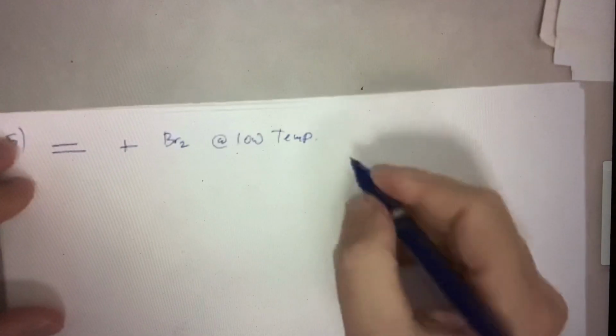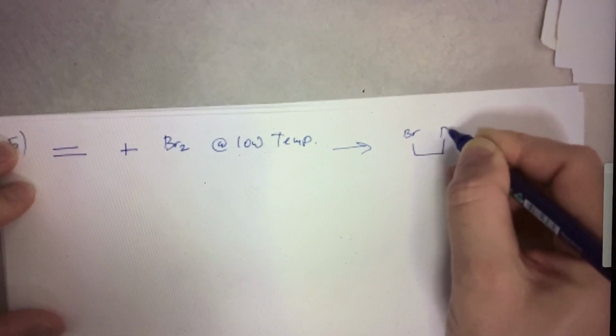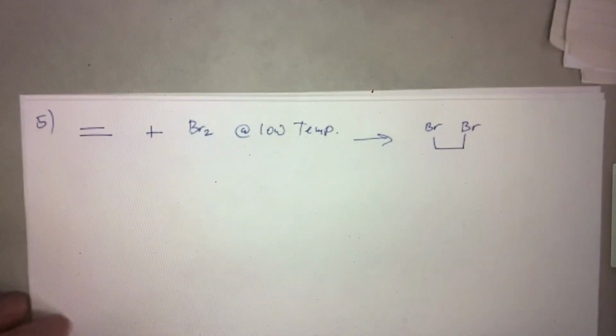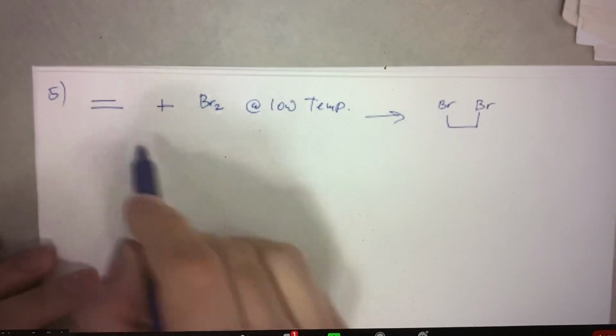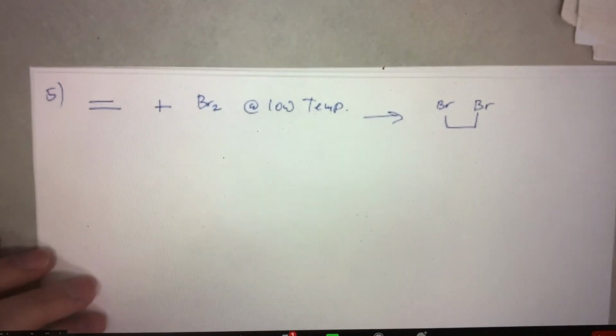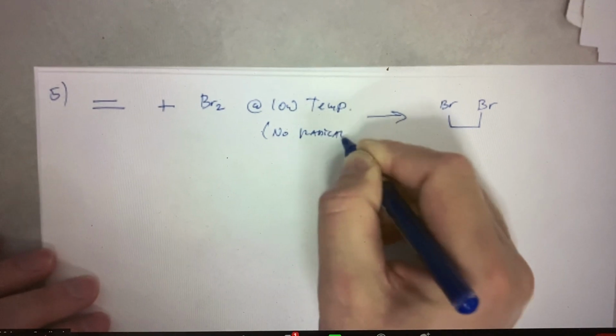Okay? This is going to lead to adding 2 bromine atoms across the double bond. So this is a very, very generic scheme. These are our 2 reagents, an alkene and bromine, at very, very low temperature. This tells us there are no radicals involved.